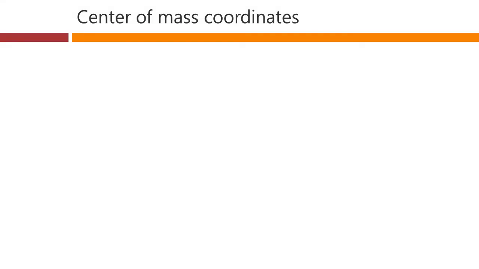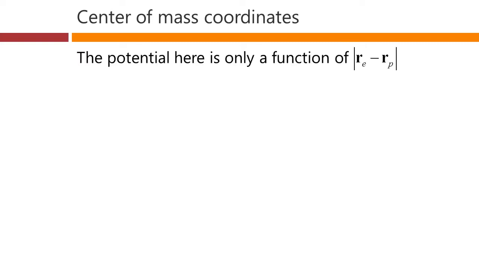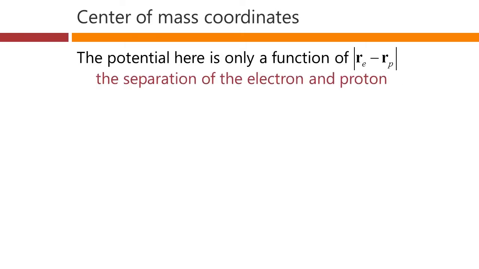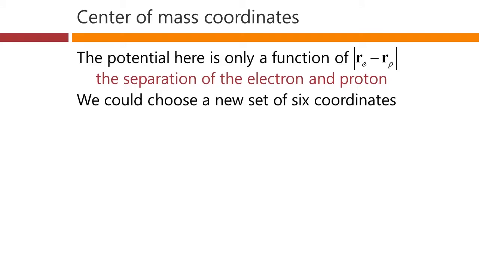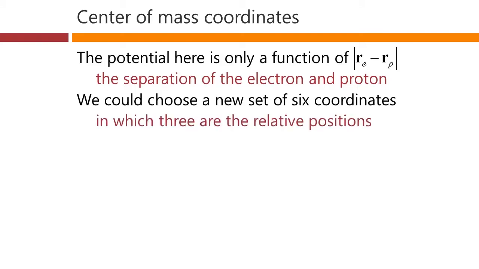So let's start to construct our center of mass coordinates that we're going to use to solve this problem. The potential here is only a function of the separation between the electron and the proton, as we've said. And that means that we could usefully choose a new set of 6 coordinates, in which 3 are the relative positions of the electron and the proton. So we could define a new x coordinate mathematically that is the difference between the electron x coordinate and the proton x coordinate. And similarly for y and z coordinates.